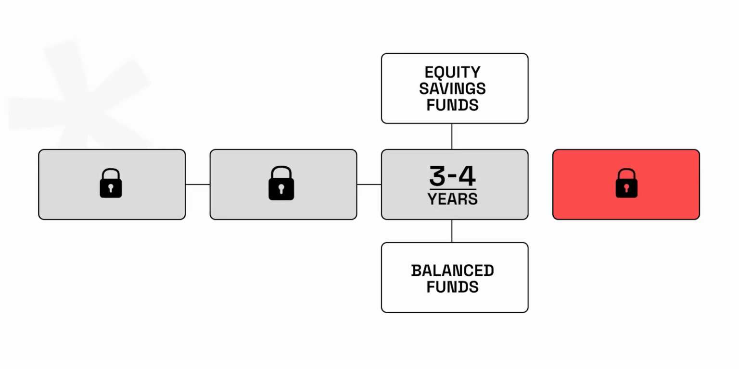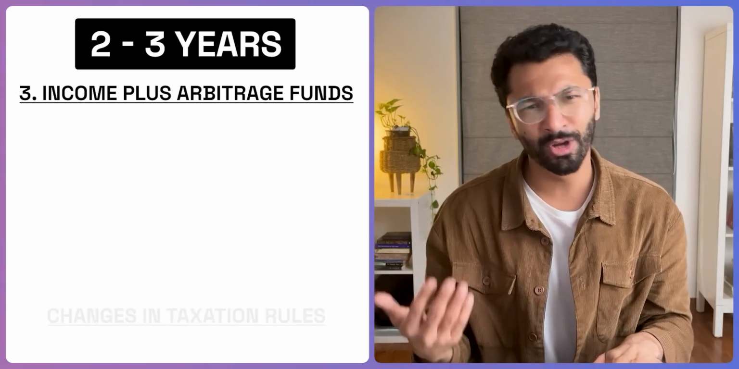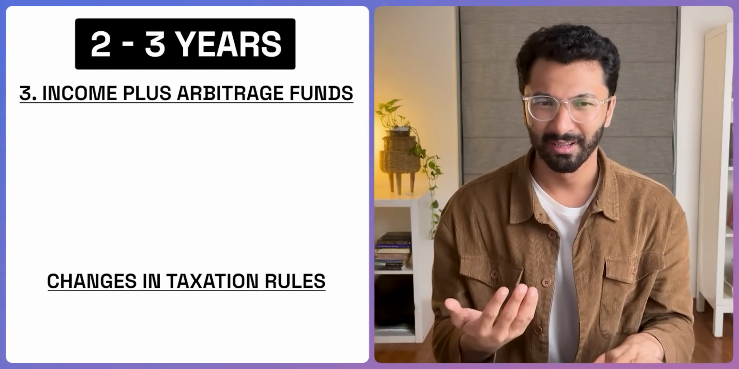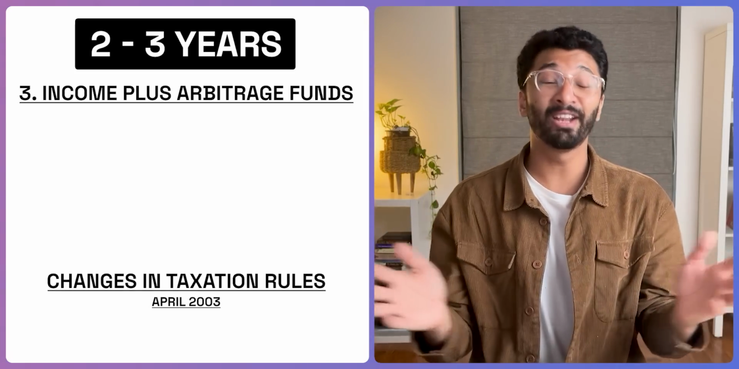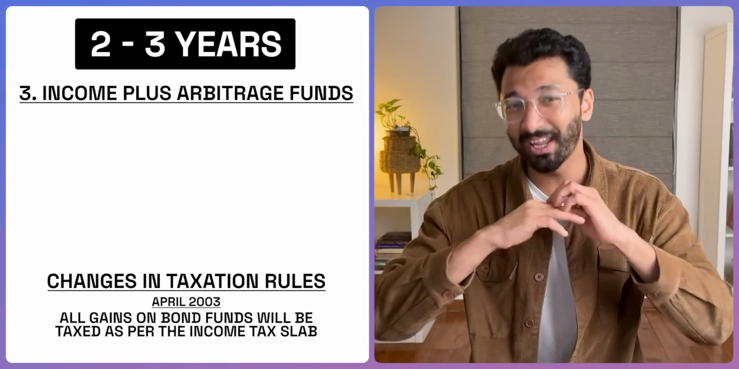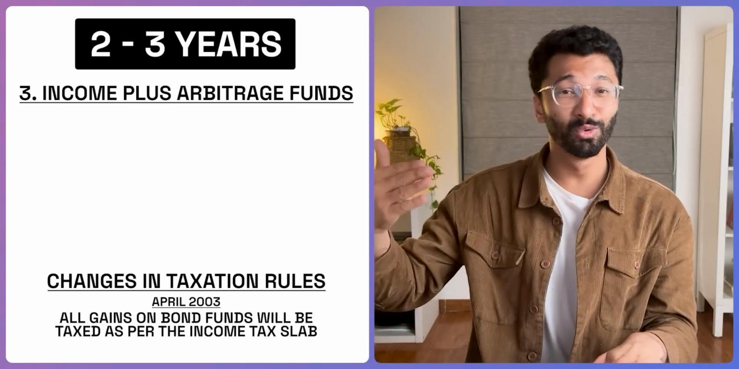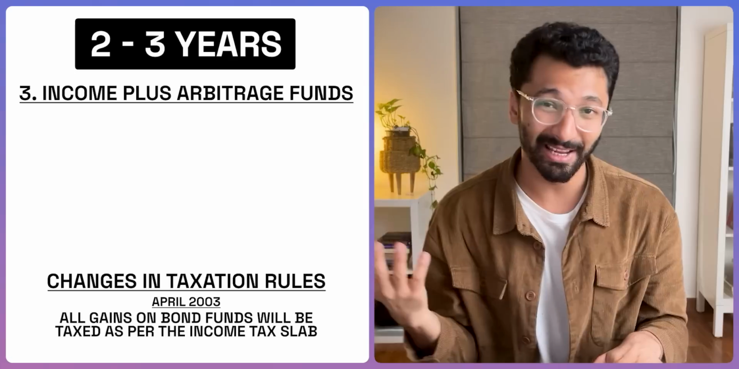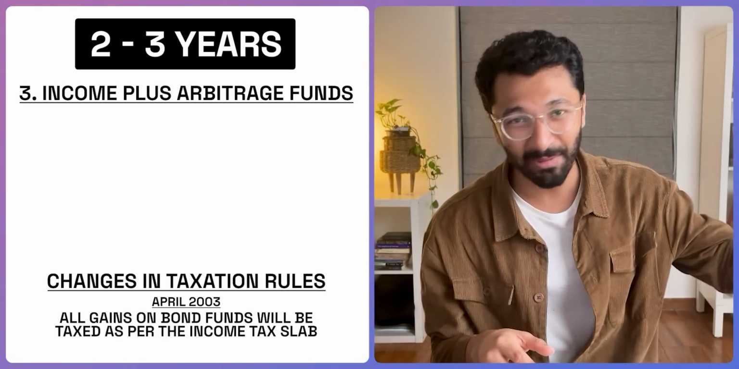Now, let's move on to goals that are between 2 to 3 years away. And this is where the new category of mutual funds has come in, which has become popular. It's called income plus arbitrage funds. This category has become popular because of changes in taxation rules. Back in April 2003, these changes happened, and that just meant that all bond funds, whatever gain that you make in them, would be taxed at your income tax level, which meant if you were in the 30% tax bracket, then essentially whatever gains you make, your tax liability would have been 30%.